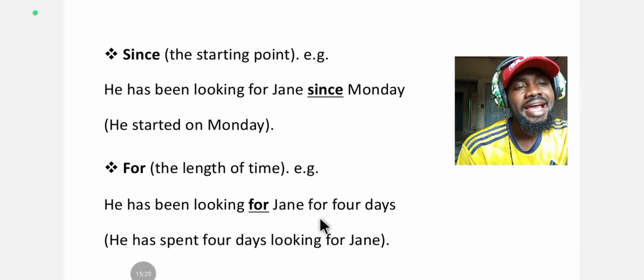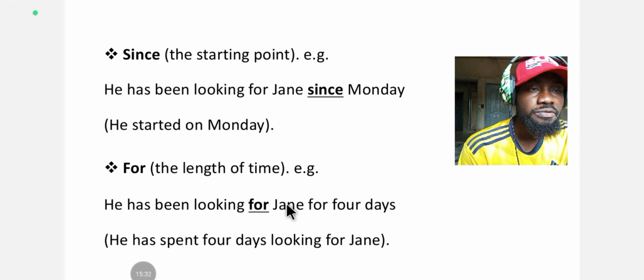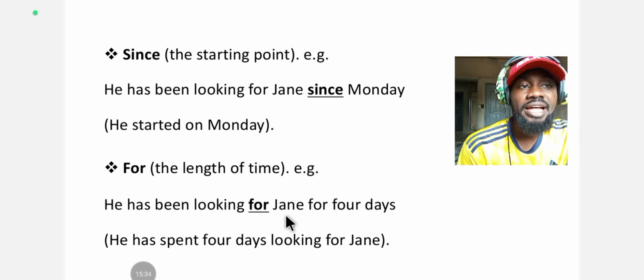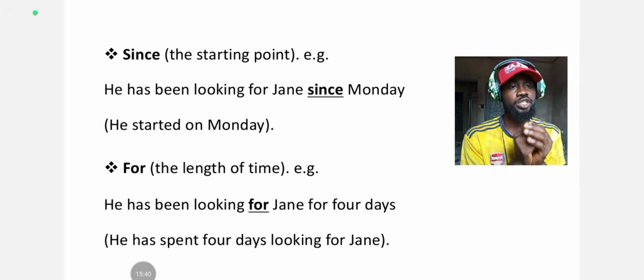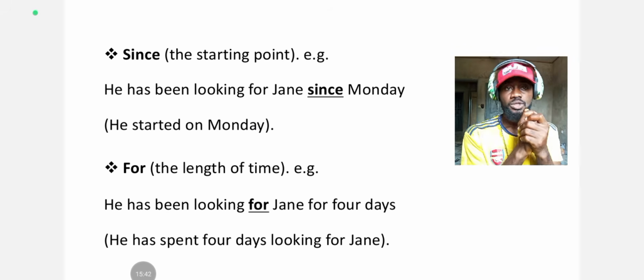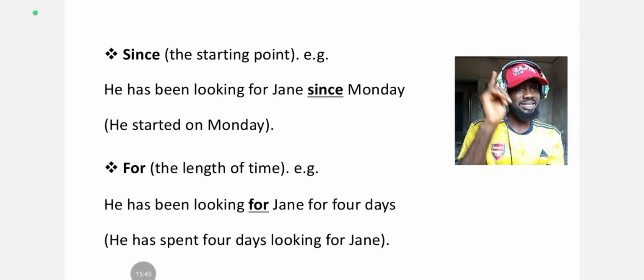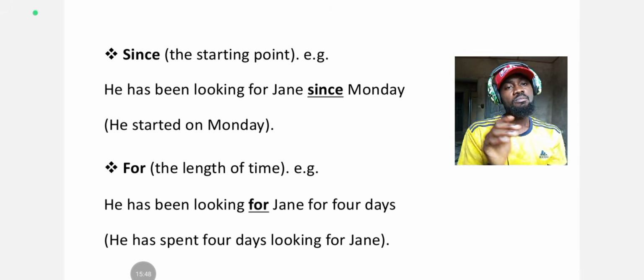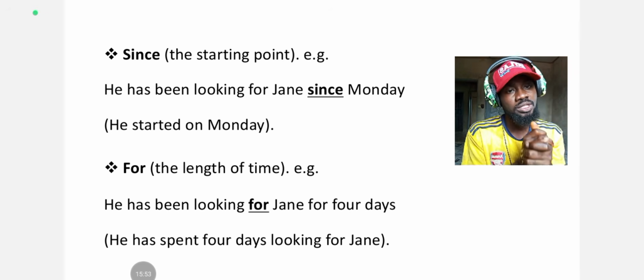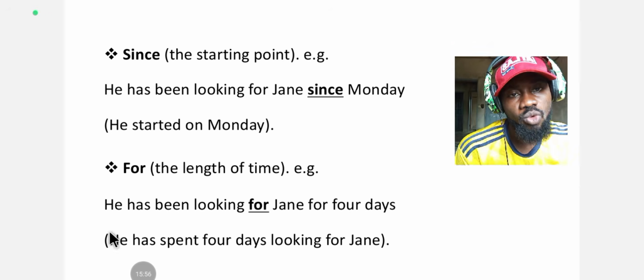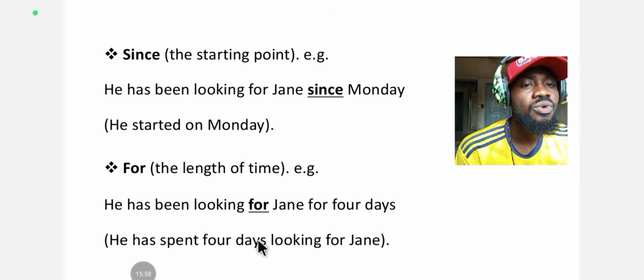So you can say, I laid under the tree for 2 hours. It means that the total time you laid under the tree is 2 hours. So since means the starting point, when it started, since yesterday. But for means the total time for which something occurred. That's for. What statement do we have in the bracket? He has spent 4 days looking for Jane.